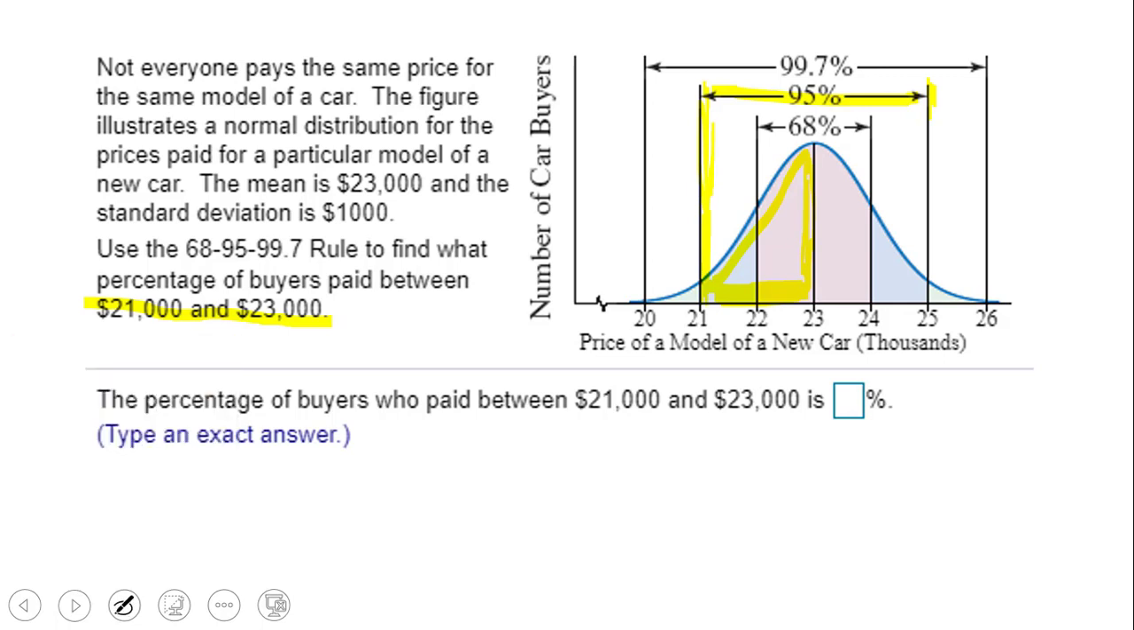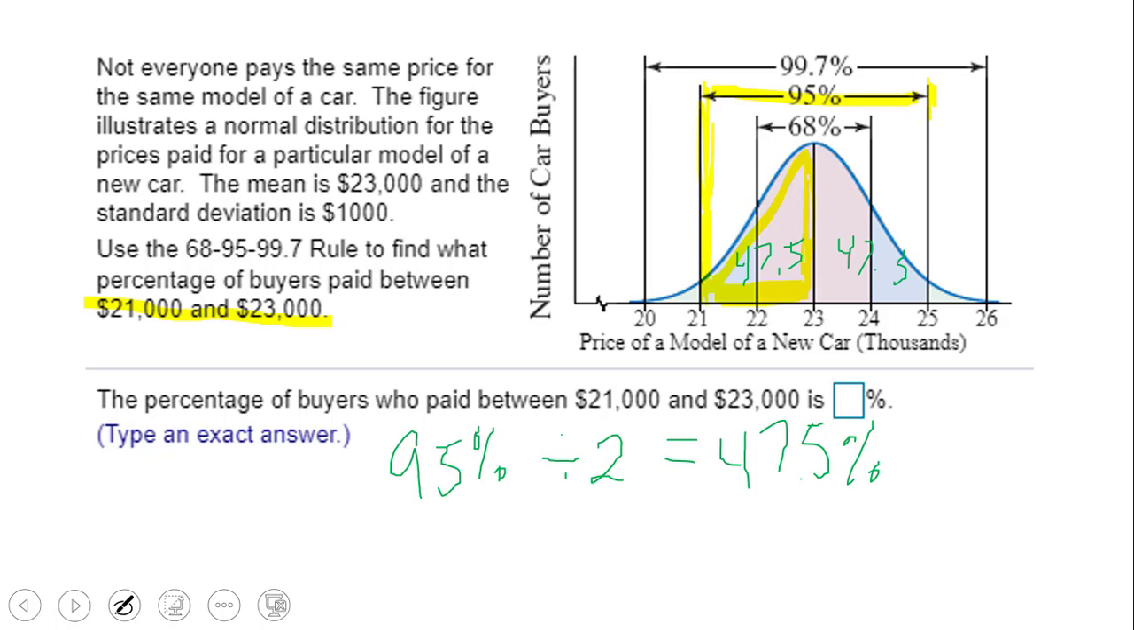And that is why we are going to take the 95% that would go all the way from 21,000 to 25,000 and recognize that we only want the bottom, the left half of that. And that is how we get 47.5%. So that means that of that 95, 47.5% over here and 47.5% over there, and that's how you get the total of 95%. So our answer to this problem is the 47.5%.